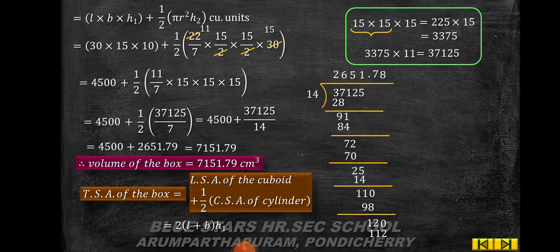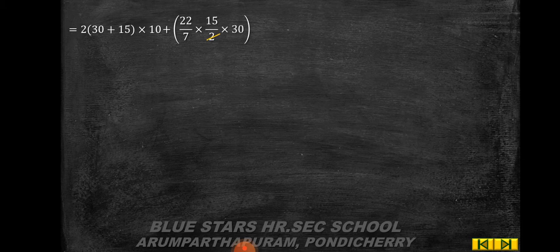So TSA of a box is equal to LSA of the cuboid, that is lateral surface area of the cuboid, plus 1/2 of CSA of a cylinder, which is equal to 2 into L plus B into H1 plus 1/2 into 2 pi r H2. So 2 gets cancelled. Which is equal to 2 into 30 plus 15 into 10 plus 22/7 into 15/2 into 30. So 2 and 22 gets cancelled. It gives 11 times.